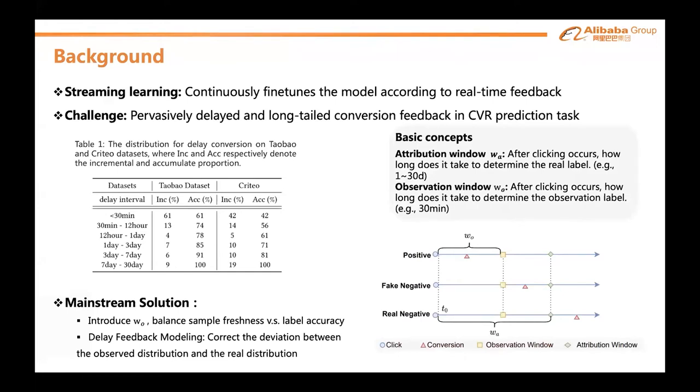Streaming learning, which continuously fine-tunes the model according to real-time feedback, has shown promising performance in many CTR prediction tasks. However, as shown in Table 1, the conversion delay for many samples is longer than 30 minutes in real life. Due to such pervasively delayed feedback, it's not trivial to achieve better results via streaming learning for CVR prediction. Due to the delayed feedback problem, the labels of some samples will be inaccurate.